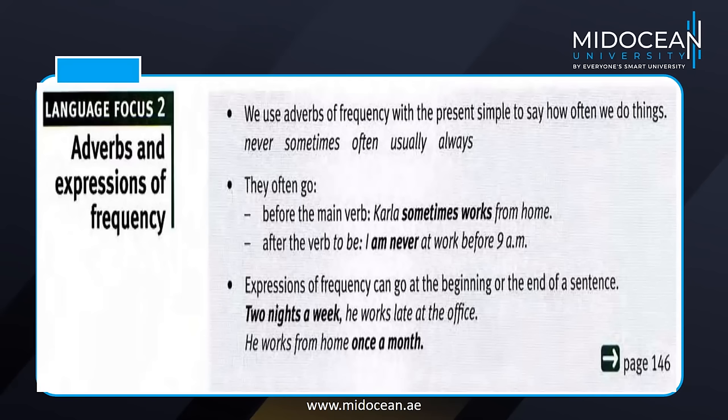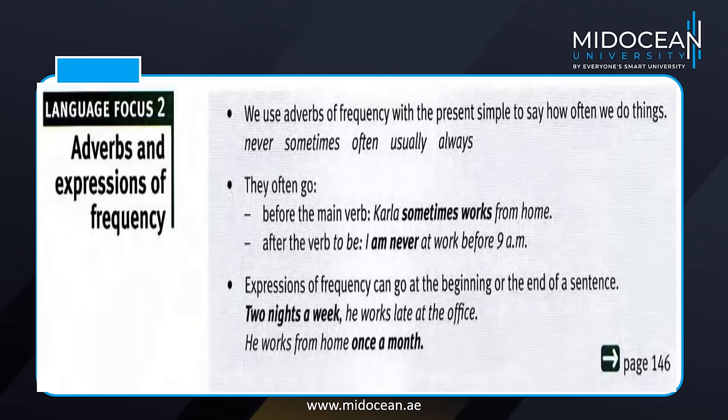طيب ده رقم واحد. رقم اتنين، مكانهم فين تاني؟ after the verb to be، يبقى يا إما يكون قبل الفعل الأساسي اللي في الجملة أو بعد فعل to be. أقول مثلا I am never at work before 9 a.m. يبقى بعد am أو is أو are بحط never أو usually أو often أو sometimes and so on. ده المكان بتاعهم اللي في الجملة، يبقى either before the main verb or after the verb to be. Again, before the main verb or after the verb to be.